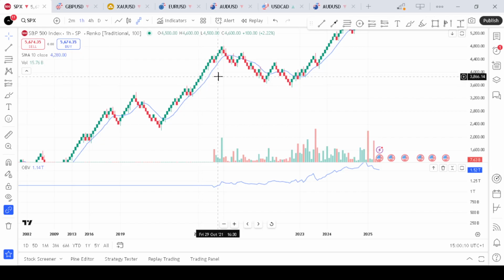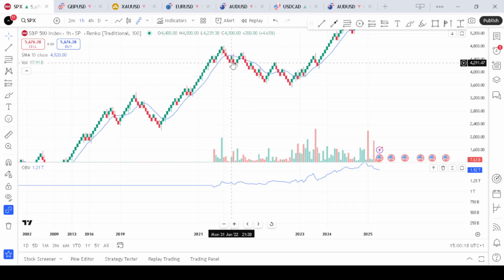For short positions, you look for a new unbalanced volume low paired with red bricks below the simple moving average. This will show that we are in a downtrend. Now, how do we place our stop loss?